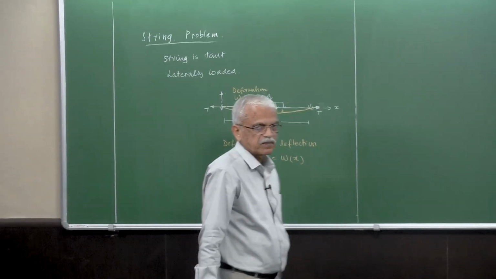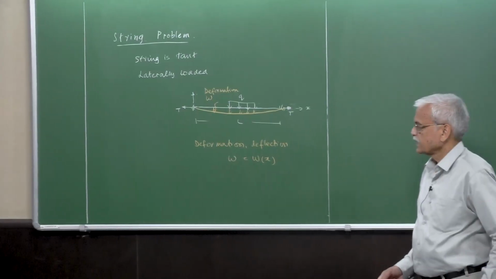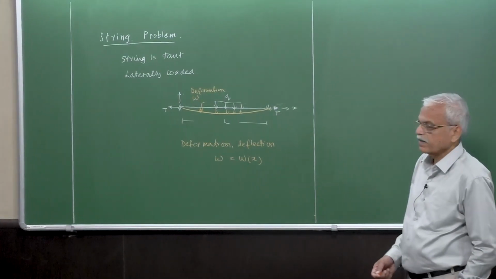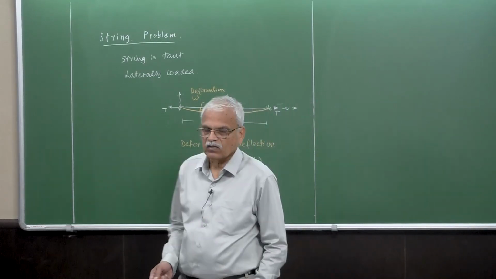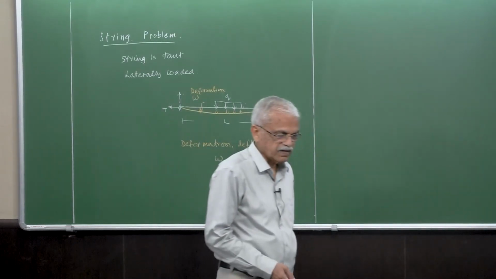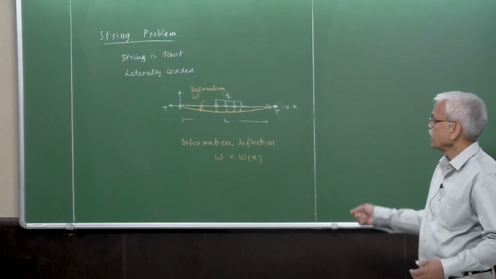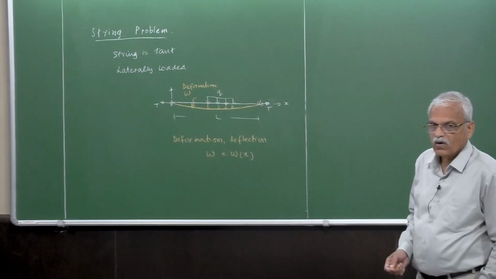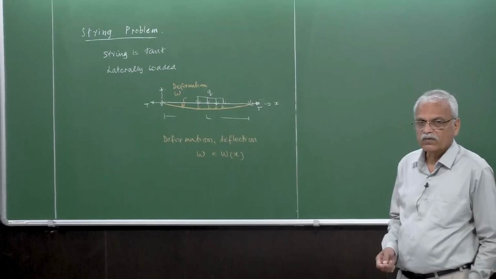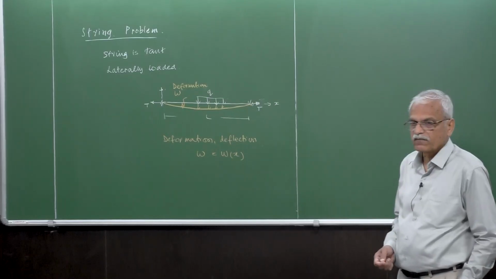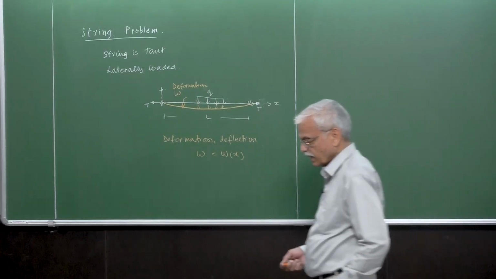So it's a one-dimensional problem, and the deflection is only a function of X, right? And to give some other data, the cross-sectional area of the string is A, it is under tension T, and the total length is L. So our task is to find out or derive a governing equation for W in the form of a differential equation.